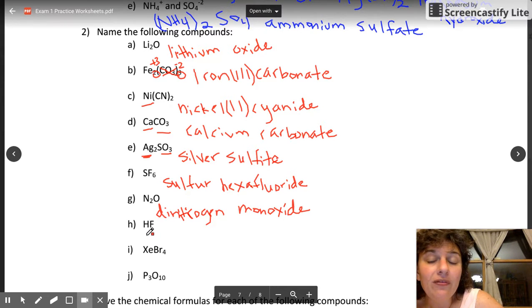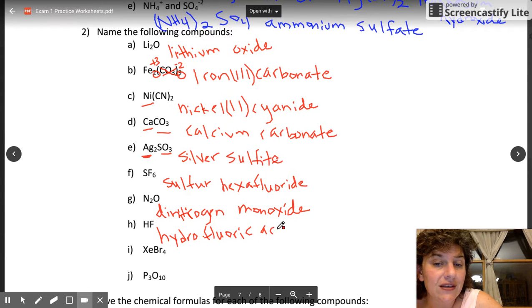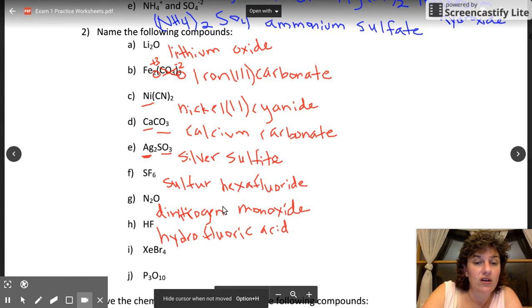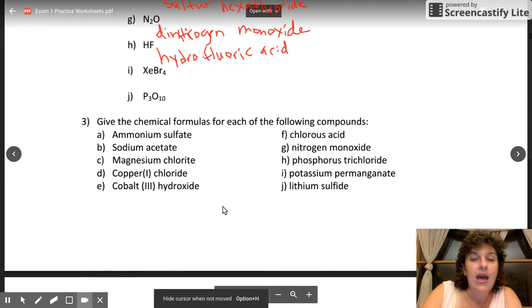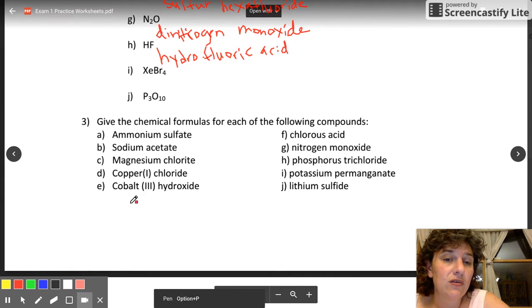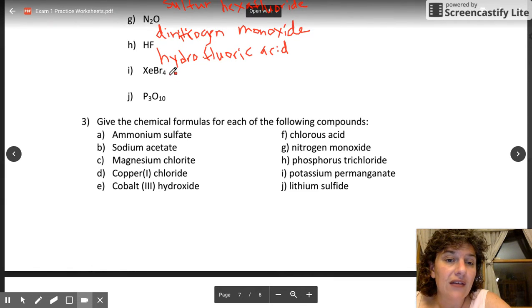Now, HF, whenever we have the cation as H, we have to remember that it's an acid. So this is going to be hydrofluoric acid. All right, let me move this thing up because I'm running out of room. XeBr4. This is all nonmetals again. Okay, so we have to use those nonmetal rules. Xenon tetrabromide.